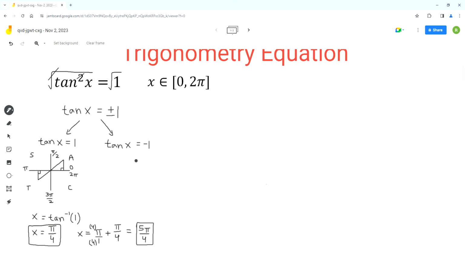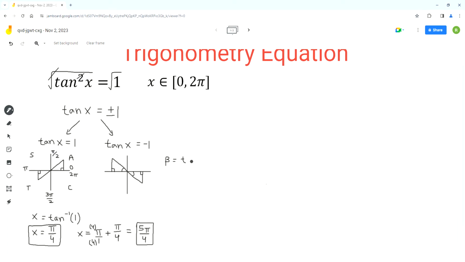Now we can analyze the second case. So for this case, again we can draw the quadrants. So here tan x is a negative value, and we know tan is negative in quadrant 2 and quadrant 4. So in order to find the values in quadrant 2 and 4, the first step is to find the reference angle or the related acute angle. So we do that by doing the inverse of tan, but we should ignore the negative sign.